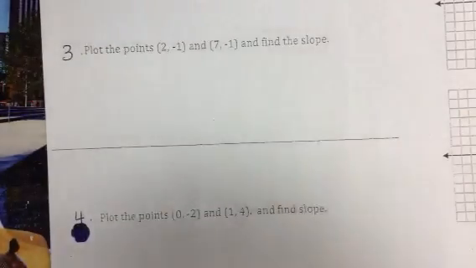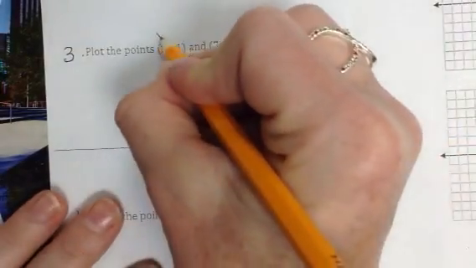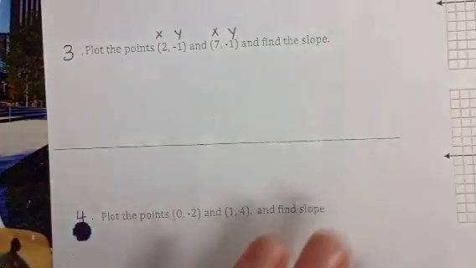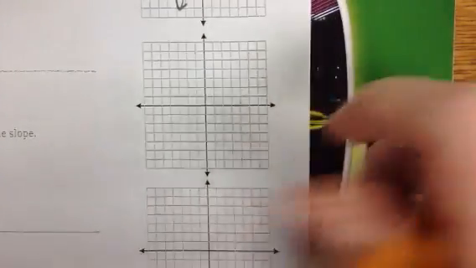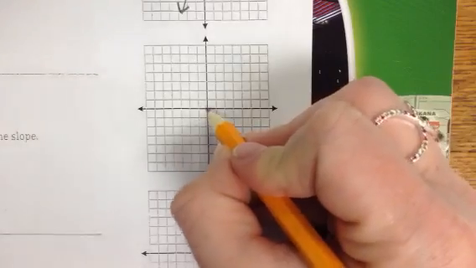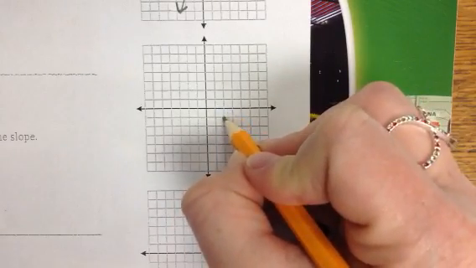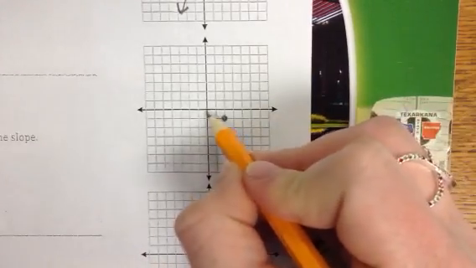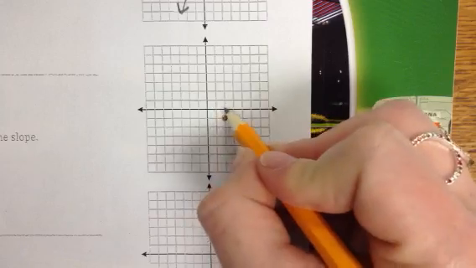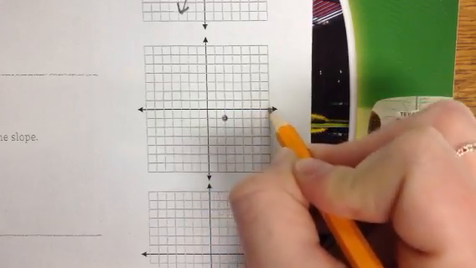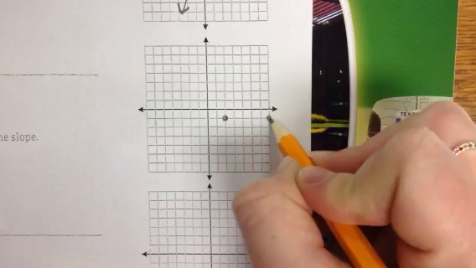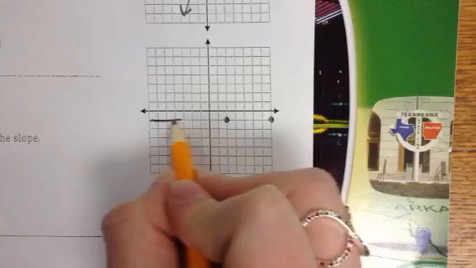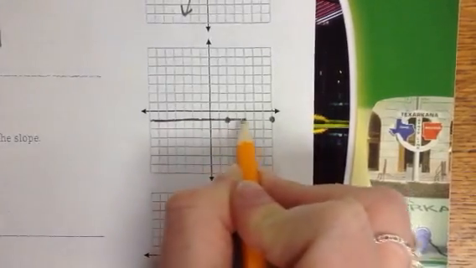Okay, number 3 says plot the points 2, -1 and 7, -1 and find the slope, but we'll write the equation. So on the third graph, starting from the origin, 2, -1 is in quadrant 4. 7, -1: 1, 2, 3, 4, 5, 6, 7, -1, okay? I don't really need a ruler because I can just trace over this line.